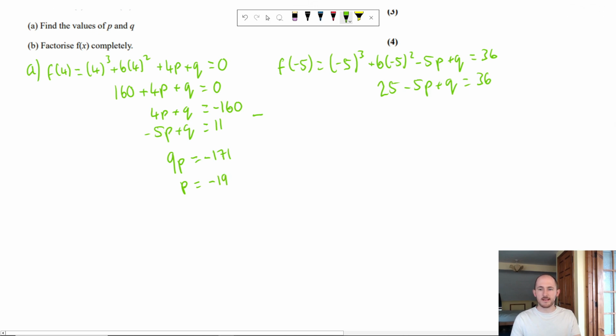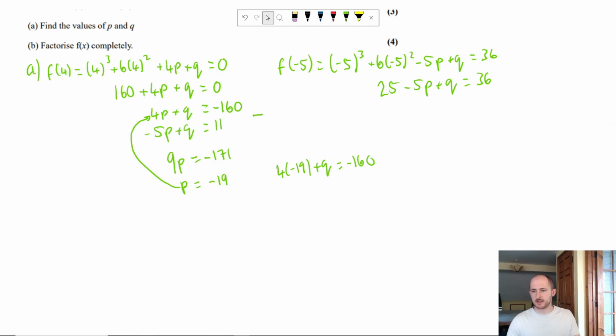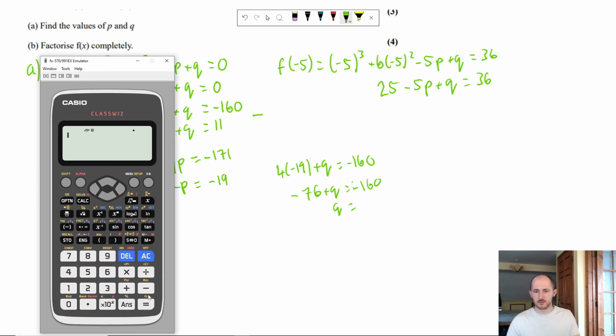Cool. Then all we need to do is sub that into one of the two equations up here, and we can get our value for Q. So then we have 4 times minus 19 plus Q equals minus 160. So 4 times minus 19, so we can literally just do times 4 if we want to, is 76. So minus 76 plus Q equals minus 160, which means Q is just equal to minus 160 plus 76, which is minus 84. Perfect.